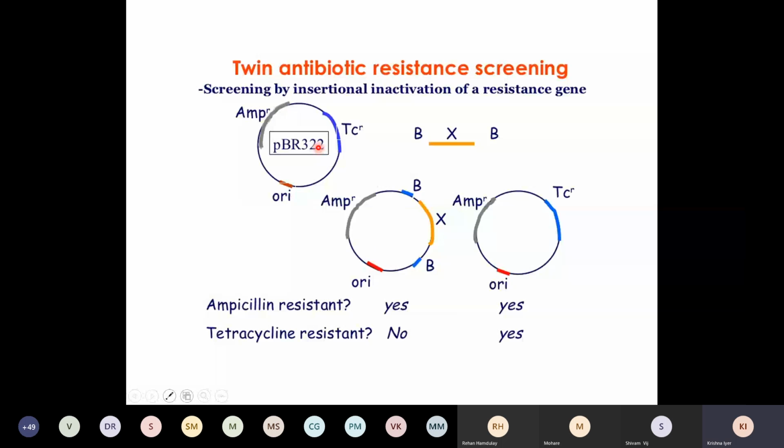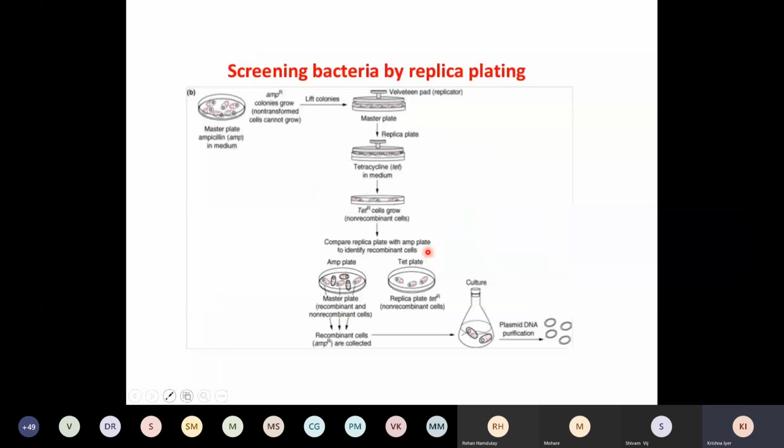essentially what I have done is introduce the gene here. By introducing the gene here, what has happened? The recombinant plasmid is no longer able to show resistance to tetracycline. It is now sensitive. Now imagine that has happened.